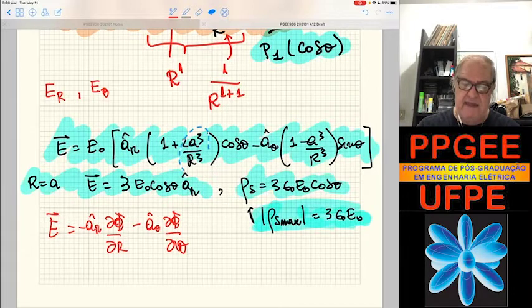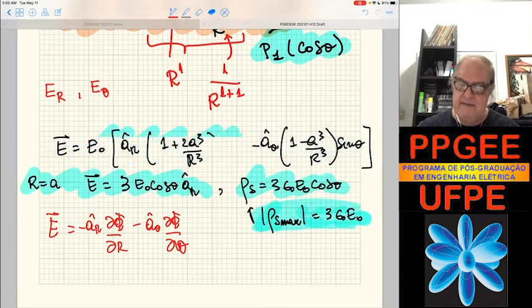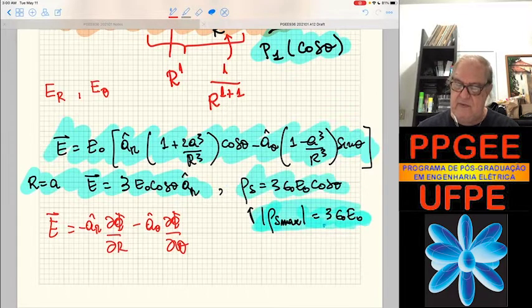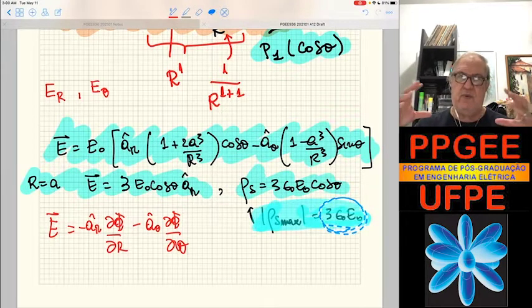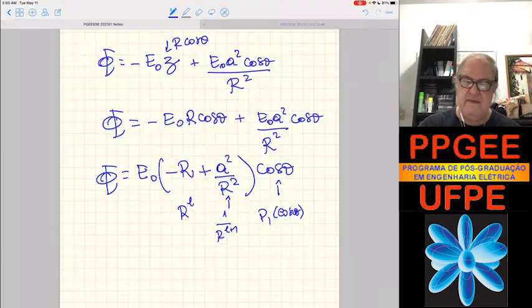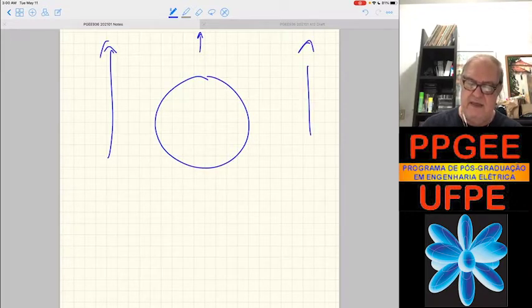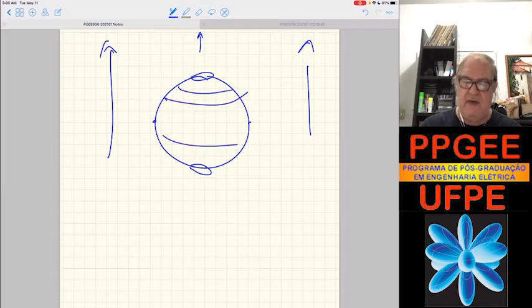At r equals a, this gives 3 times cosine theta. So that's why we have that. And the maximum charge density is 3 times this number. So it's enhanced; the charge is pulled to have a large charge density, with a uniform field like this. The charge accumulates on these regions here, and they get 0 here, right? And they are more intense on the poles, let's say. Okay.